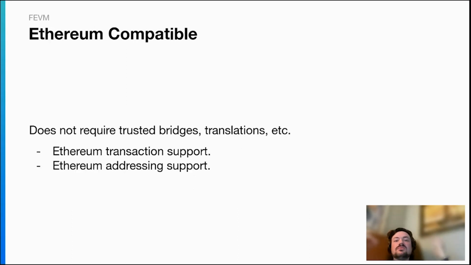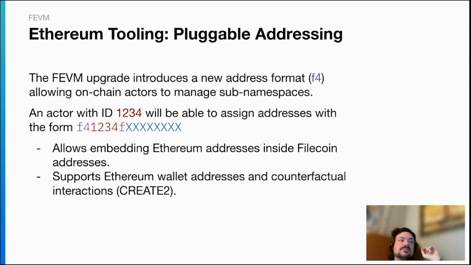The final part here is that, again, we really, really want this to be Ethereum compatible. No bridges, no translations, nothing like that, which means we really need support for Ethereum transactions. So you can just take MetaMask and point it at a Filecoin client and make it work. And we also need support for Ethereum style addressing, which means basically I need to be able to derive an address the same way Ethereum would, maybe wrap it in a bit of Filecoin magic, and it should just work. Then it should be able to take a Filecoin address and convert it into an Ethereum address. That is the idea behind FEVM.